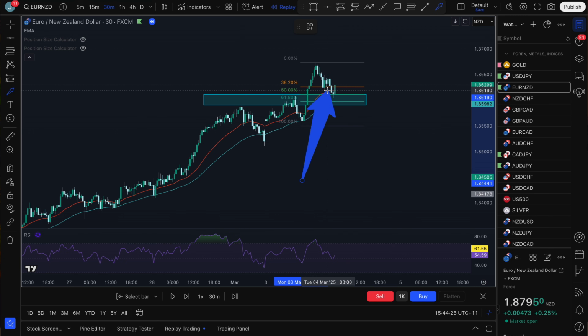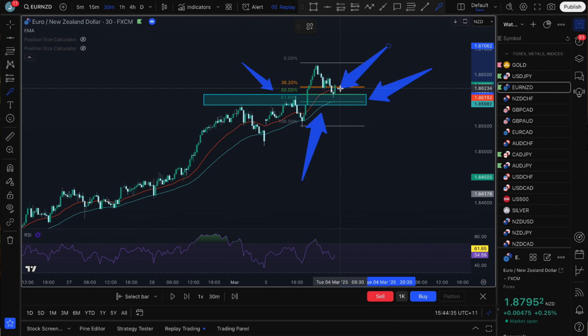A great entry for me would be something like price bouncing off a moving average. There's a key level of support that aligns with the Fibonacci retracement level, and there's a bullish engulfing candle. So that's 4 confluences, what I would call an A+ setup.